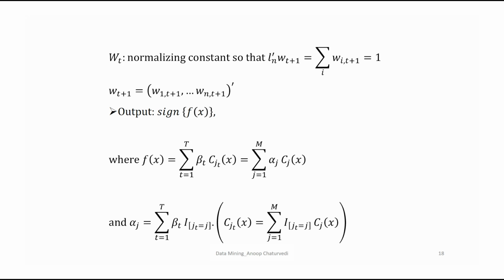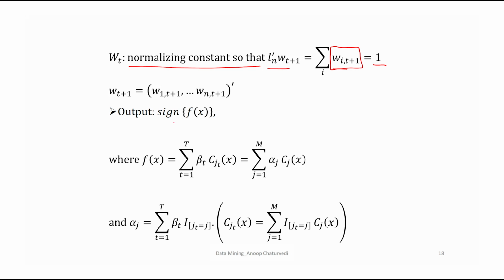Again, here capital W_t is the normalizing constant, so that 1_n transpose W_{t+1}, which is equal to summation over i of w_i^{t+1}, is equal to 1. Then this w_i^{t+1} also satisfies the conditions of a probability mass function. And W_{t+1} is equal to w_1^{t+1}, and so on up to w_n^{t+1}, transpose.